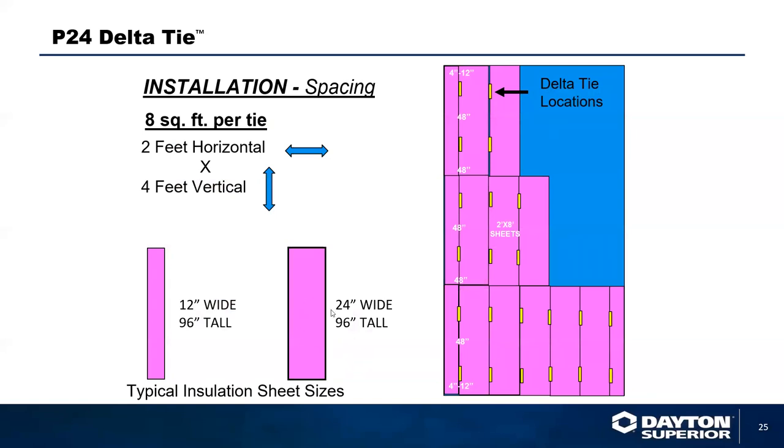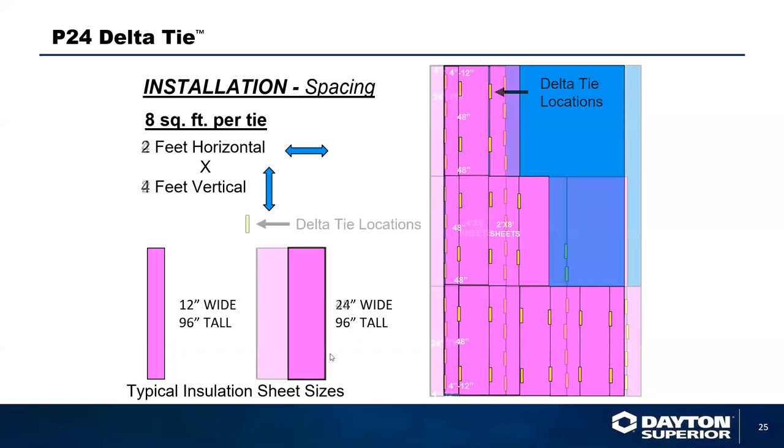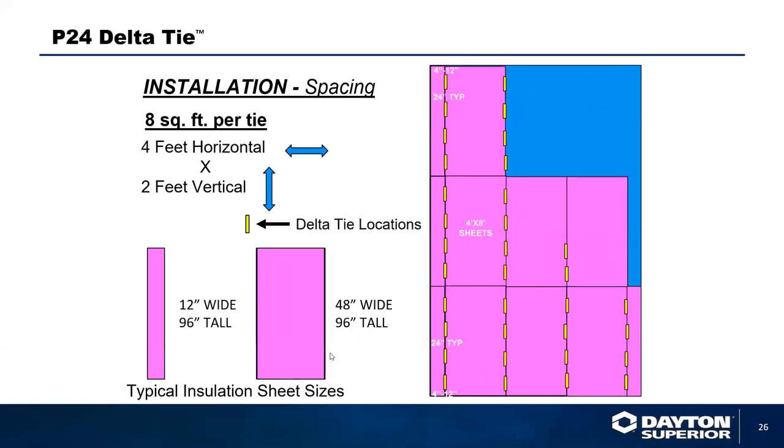Spacing on the delta ties here is based off a 2 foot by 4 foot description. It means every 8 square feet, you're going to have a tie. That is the most common spacing that we have. We can also do a 4 foot by 2 foot spacing, which is typically full size 4 foot wide sheets with a delta tie every 2 foot on the height end of the insulation.